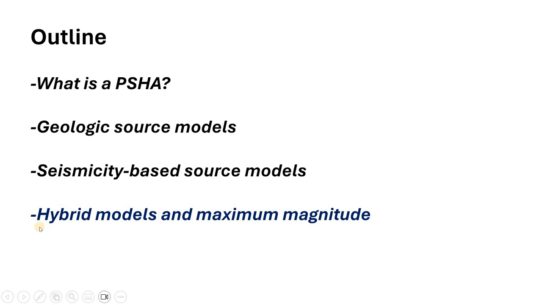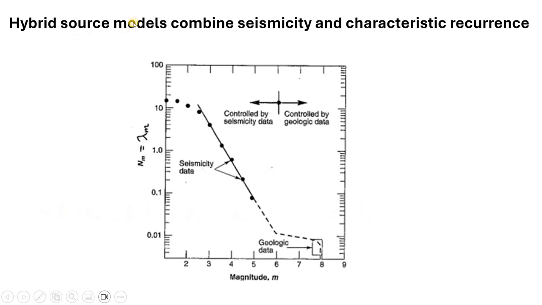So let's transition then into the last part of this video, which is about hybrid models and maximum magnitudes. A hybrid source model can combine the strengths of a seismicity-based and a geologic-based model. And again, it's just another magnitude versus frequency plot, but the medium magnitudes are defined by the Gutenberg-Richter relationship, by the earthquake catalog. But you can see that this does not predict well the largest earthquake events.